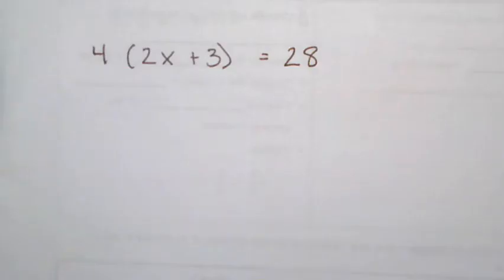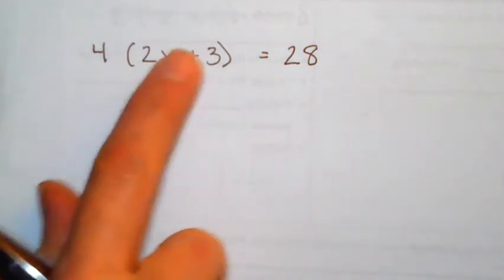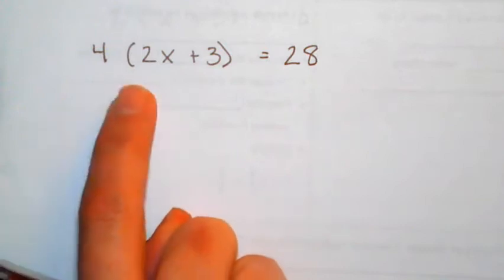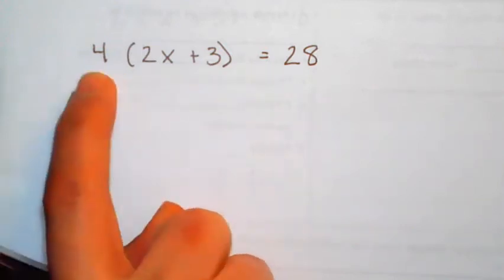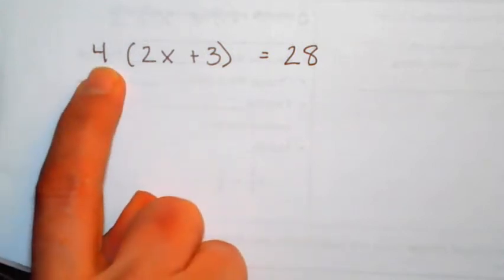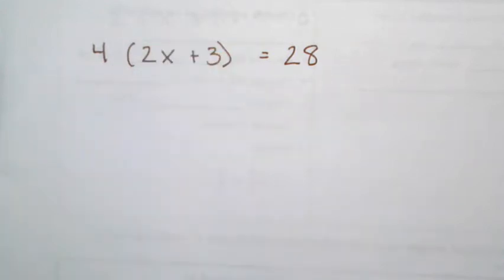Guys, this is a video to give you a few examples of problems where you're doing multi-step equations that include the distributive property. The first example here is 4 times the quantity of 2x plus 3 equals 28. You're probably recognizing this as the kind of problem where we used the distributive property before, because I have a number outside the parentheses and a couple of terms inside.